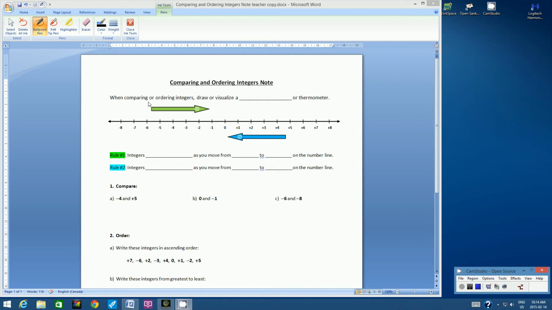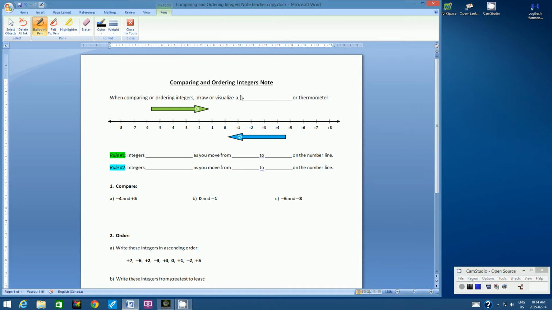Note, when comparing or ordering integers, draw or visualize a number line. And that's what I've drawn for you here below, a number line or thermometer. So a thermometer is basically a vertical number line.